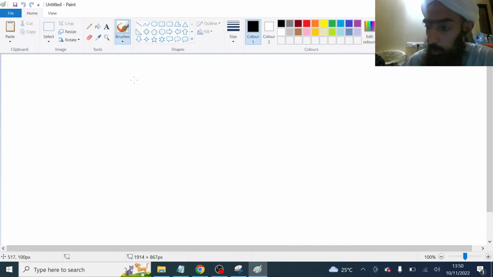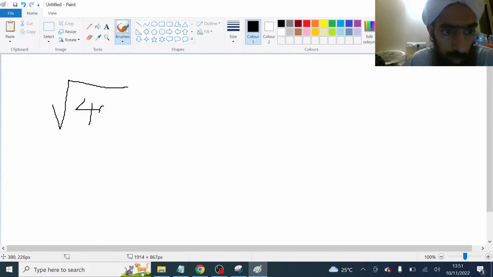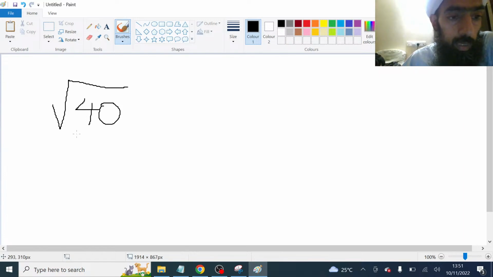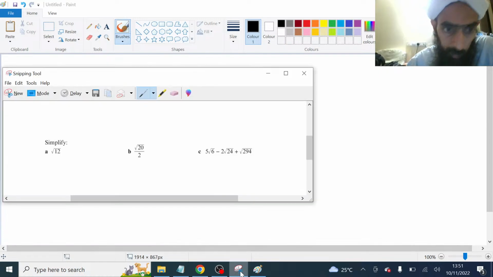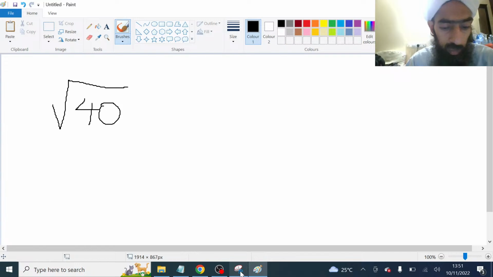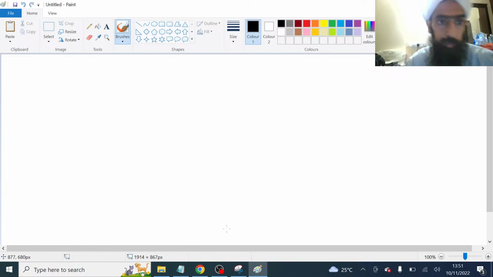Basic principle before we go into it too much: whenever you have a square root of a number that can't really be square rooted, what we try to do is rewrite it so that the number underneath the square root is as small as possible. So let's go through how we do that with the first example, which is simplify the square root of 12.